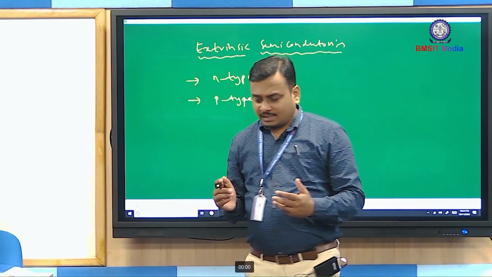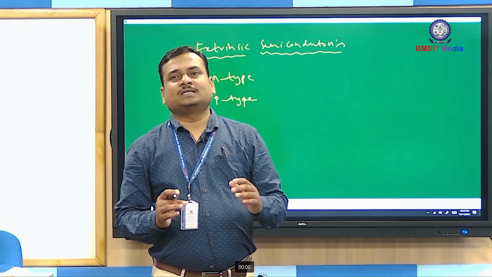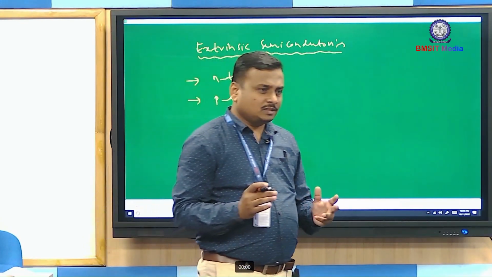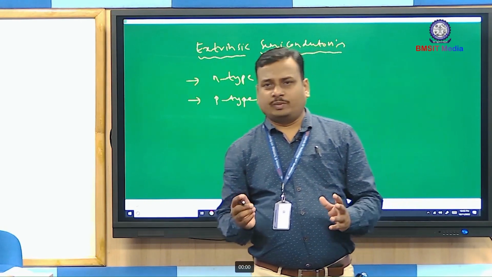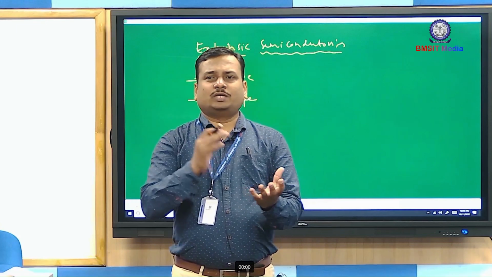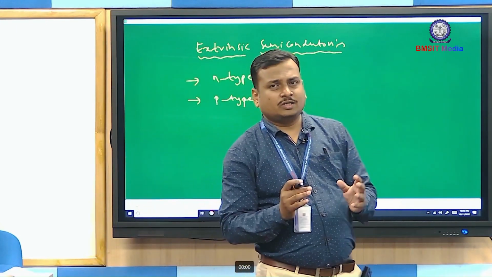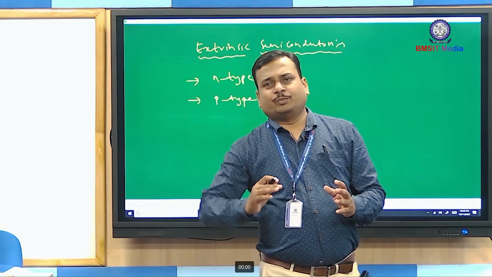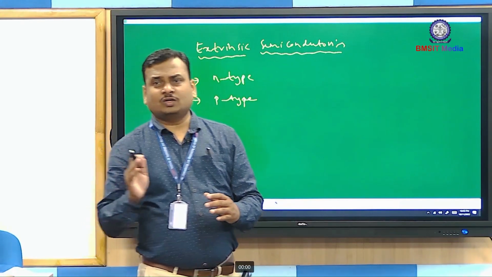For P-type semiconductor, we will be adding a trivalent atom to intrinsic semiconductor. Trivalent means the atom will have 3 electrons in the outermost orbit. So, same silicon, and a trivalent impurity is added to that silicon atom. We know silicon has 4 electrons in the outermost orbit, and this impurity atom, that is trivalent, has 3 electrons.